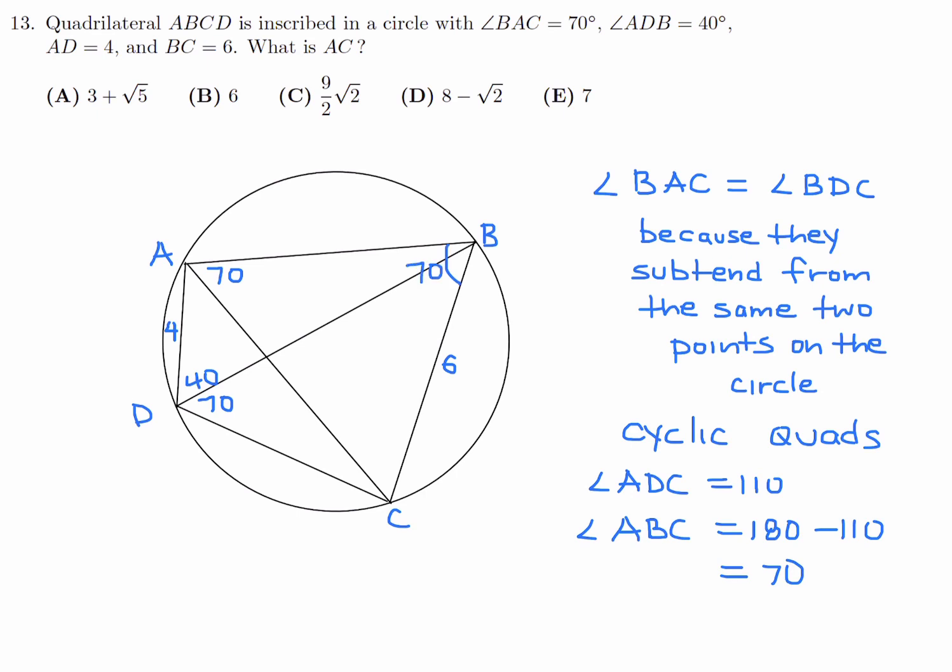Well, look at that triangle now, in particular this guy right here. Two angles are 70 degrees, so that means that is an isosceles triangle. Those two sides are the same. So if this is 6, then that means AC is also 6. And that's what they're asking for, AC. So number 13, the answer is B.